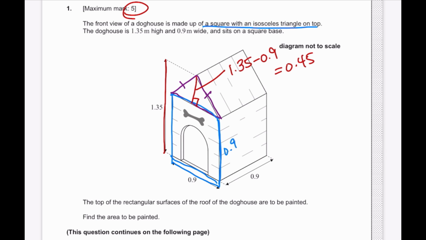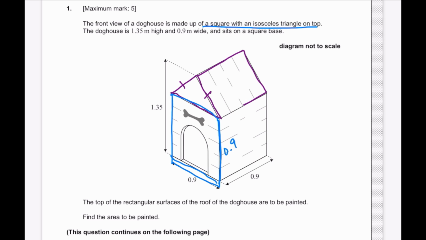So the other thing is, let's find out what it is that we're trying to find the area of. It says the top of the rectangular surfaces of the roof of the doghouse are to be painted. So what's going to be painted are 2 of these. And I know that I basically have to find the area of one of those rectangles, and then I'm going to have to multiply it by 2. Important dimensions that I know, this is 0.9, so this is also going to be 0.9.